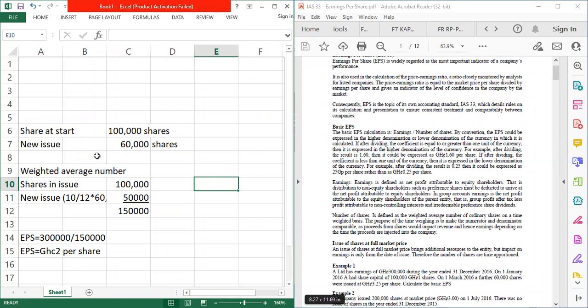Another way of doing this is that before the new shares were issued, the 100,000 has done how many months? 2 months. So we find the shares for the 2 months. So the shares in issue will do only 2 months. So let's find the number of shares for that 2 months. It will be 2/12 times 100,000. How much are we getting?